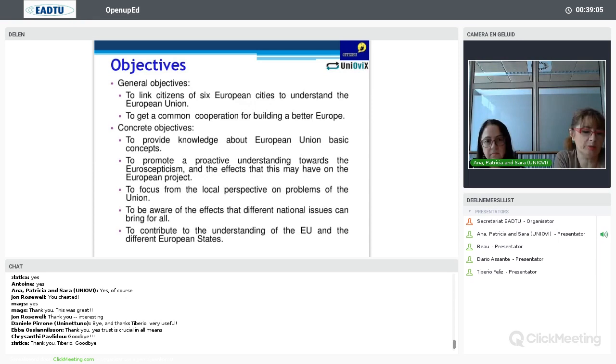To focus from the local perspective on problems of the Union. To be aware of the effect that different national issues can bring for all, for example the Brexit, and to contribute to the understanding of the European Union, its innate promotion of citizen participation, European citizenship identity, as well as tolerance and understanding of the different European states.